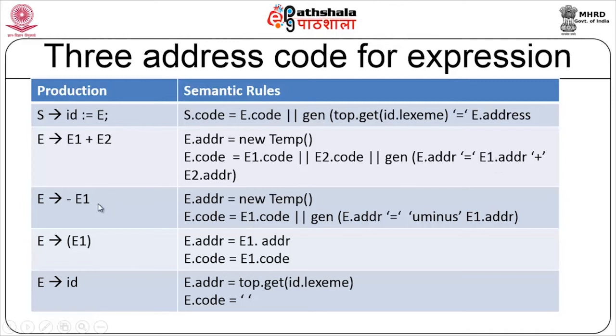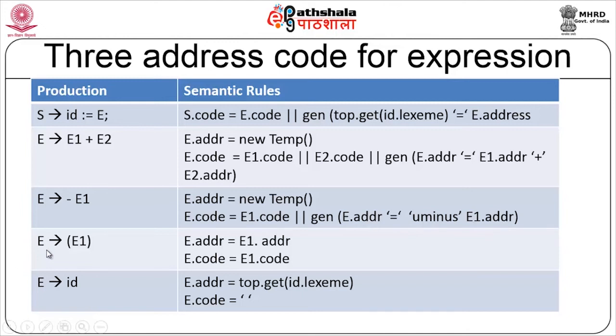The next one is E produces minus E1. So again I have a temporary variable for E. Now I have to generate a code for E1 and then assign it with respect to the unary by introducing a new unary minus operator. So here E1 dot code is generated first, followed by gen. This gen alone generates your 3 address code statement. E dot address is equal to unary minus of E1 dot address.